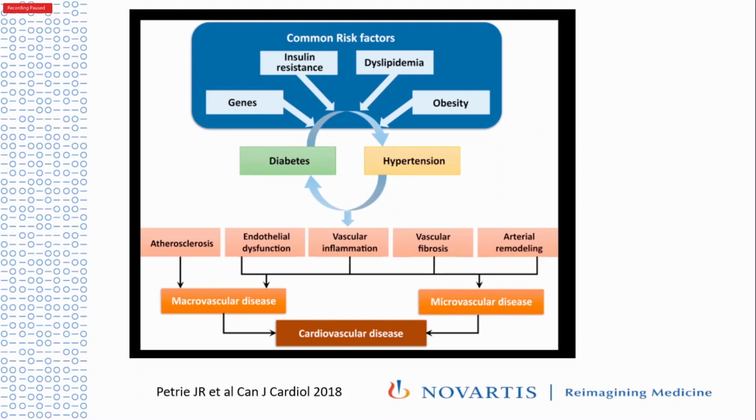And what we do find at the molecular level is we find atherosclerosis, endothelial dysfunction, and several abnormalities in the vascular tree, which lead to both micro and macrovascular disease, which cause cardiovascular problems. And that's why many of our people with diabetes, about 80% of them, will die from cardiovascular disease. Next slide, please.